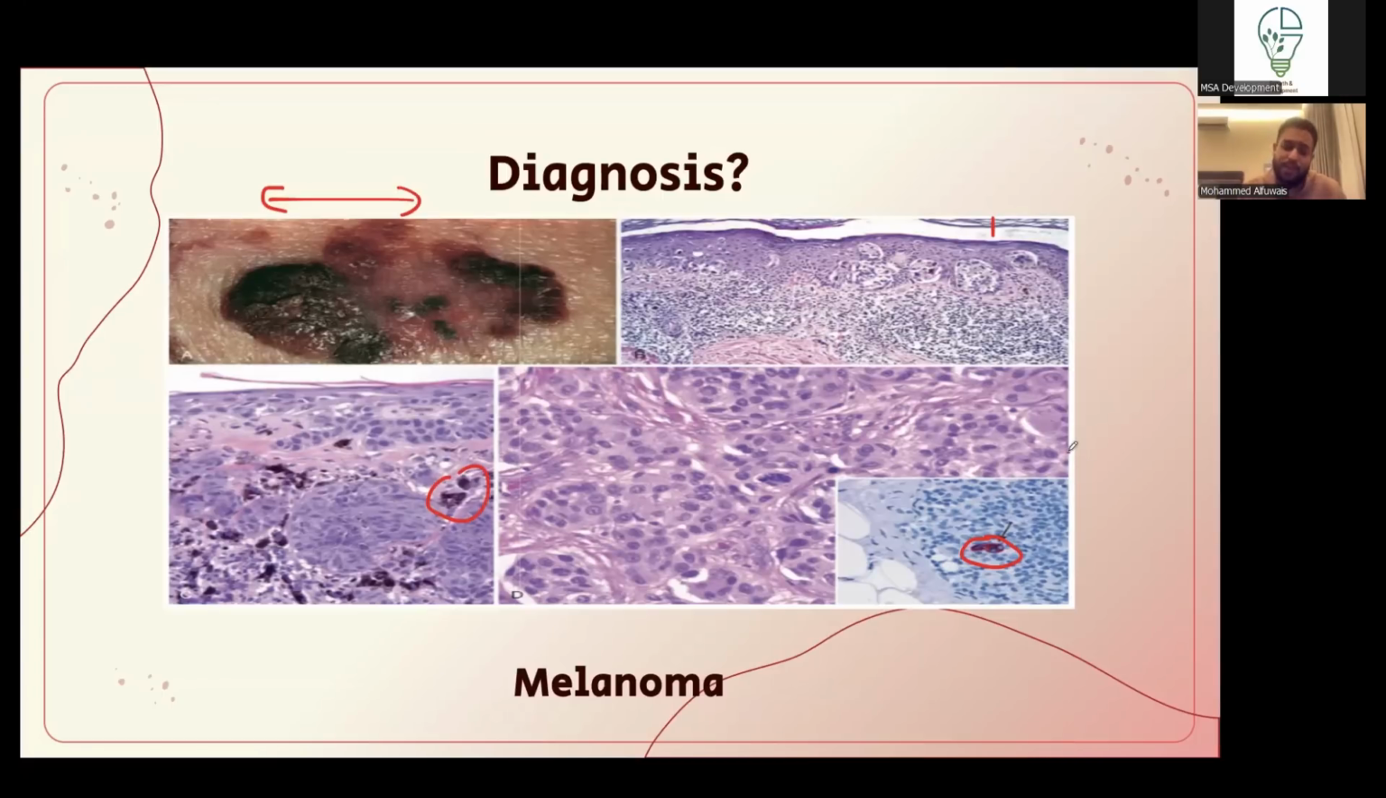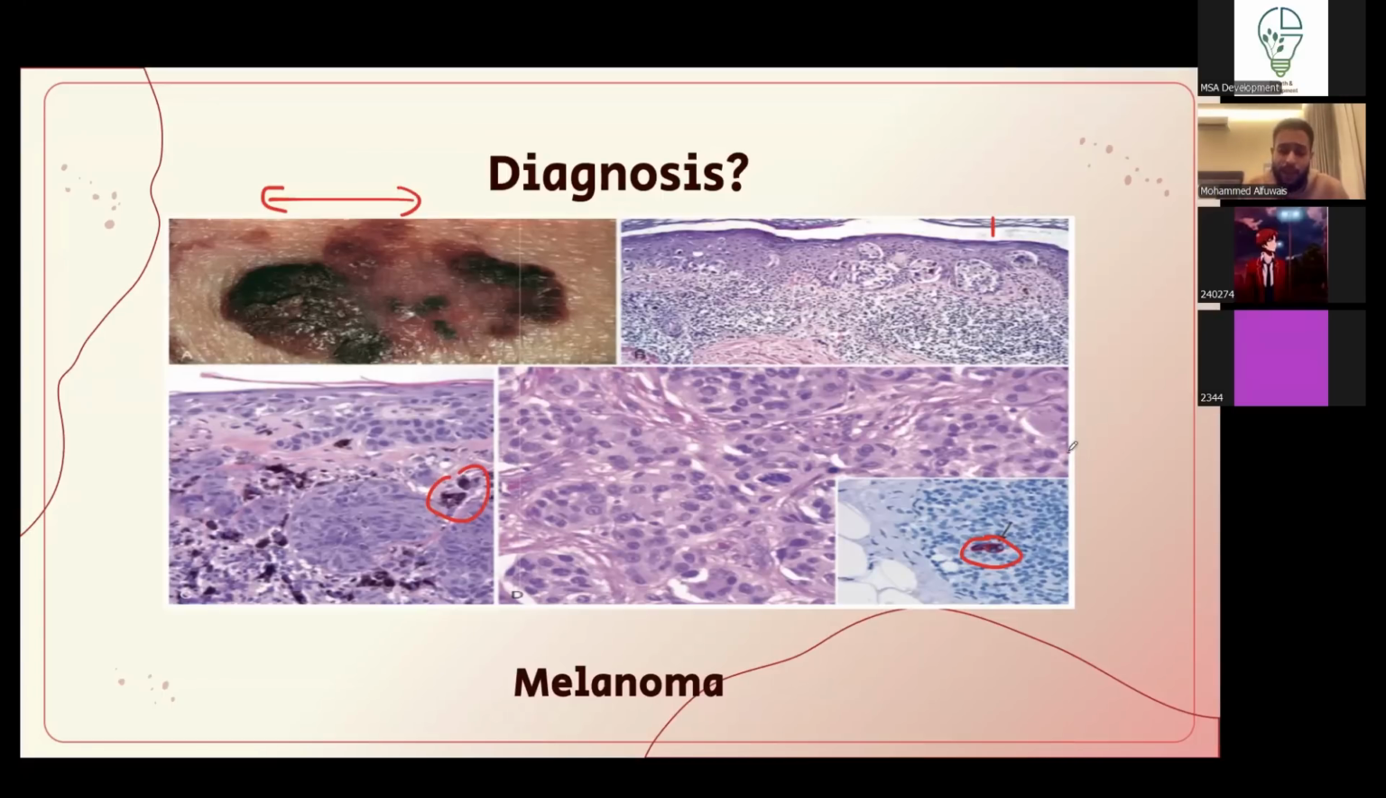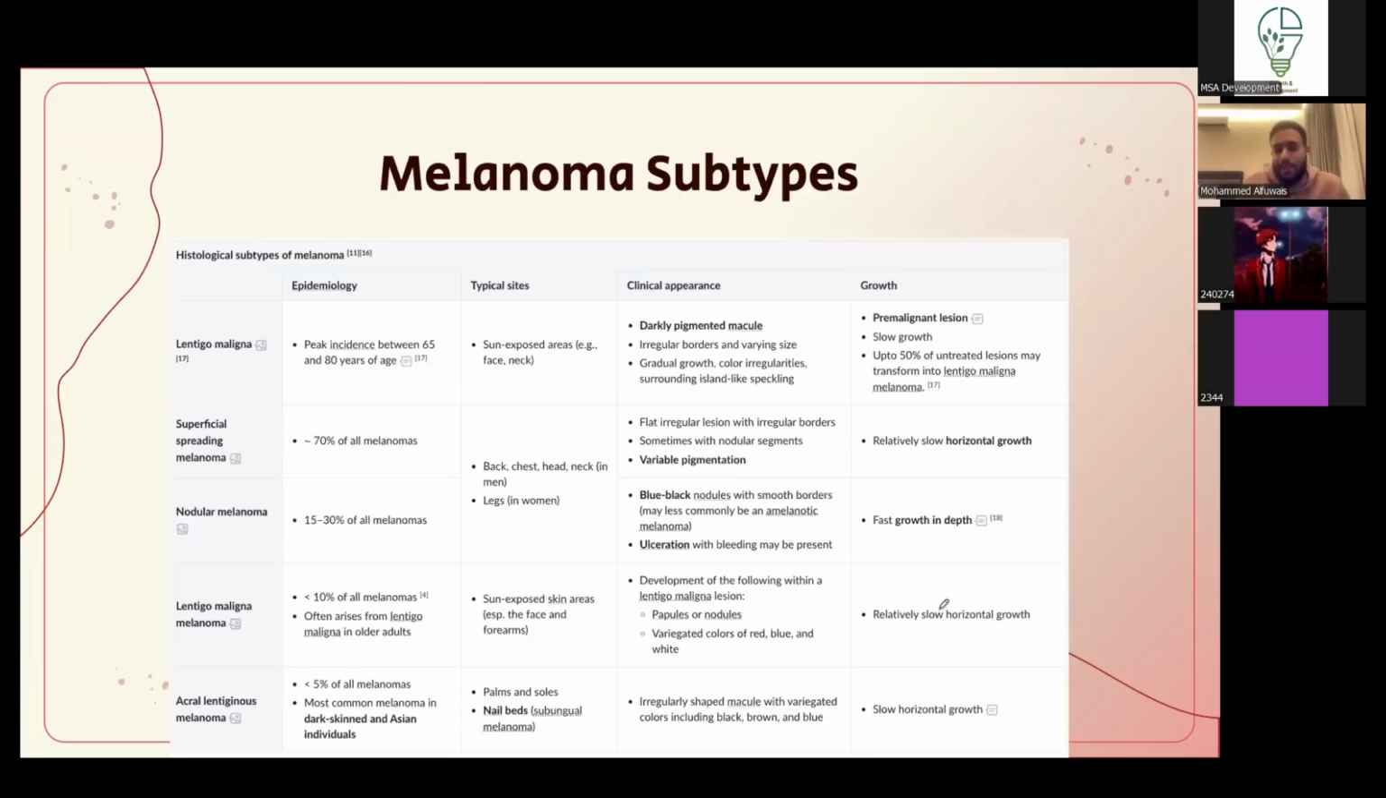Anyways, back to my question. We have multiple types. We already said superficial spreading, which is the most common. Now, what is a variant that is most common in African American patients? Acral lentiginous. Where does acral lentiginous typically form in the body? Nails and the palms and soles. Excellent.